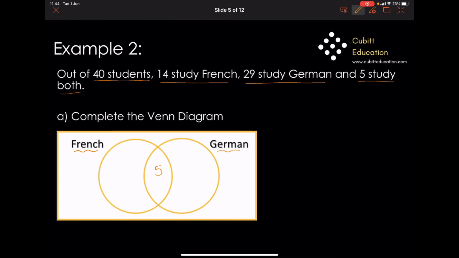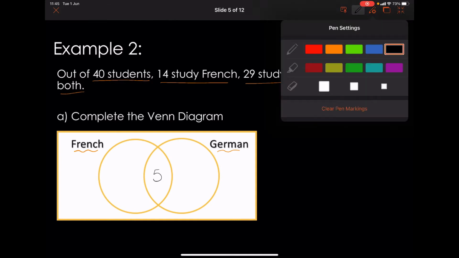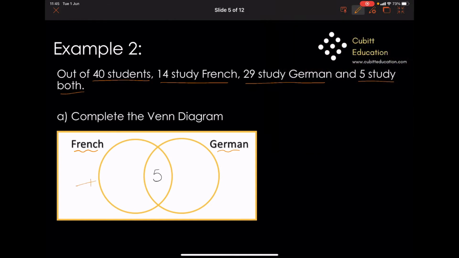Okay, and in fact, I was going to do that just because everything else is using the black pen. So, 5 study both. So 5 is going to go in the middle. Since 5 students study French and German, then 5 of the 14 French students have been accounted for already. So we actually need to work out how many go in here.